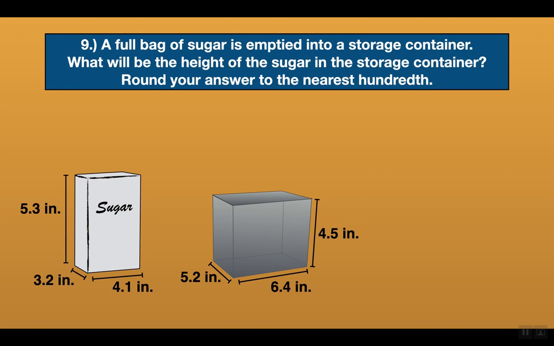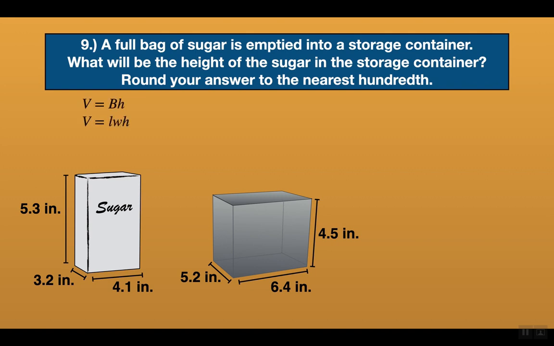Okay, so first of all, imagine this. We have a full bag of sugar and it's in the shape of a rectangular prism. So it's very easy to calculate the volume of that solid because it's a rectangular prism. We're going to pour the contents of the bag of sugar into the storage container. And the question is, once you pour the sugar into the storage container, what will be the height of the sugar? Let's start by calculating the volume of the bag of sugar.